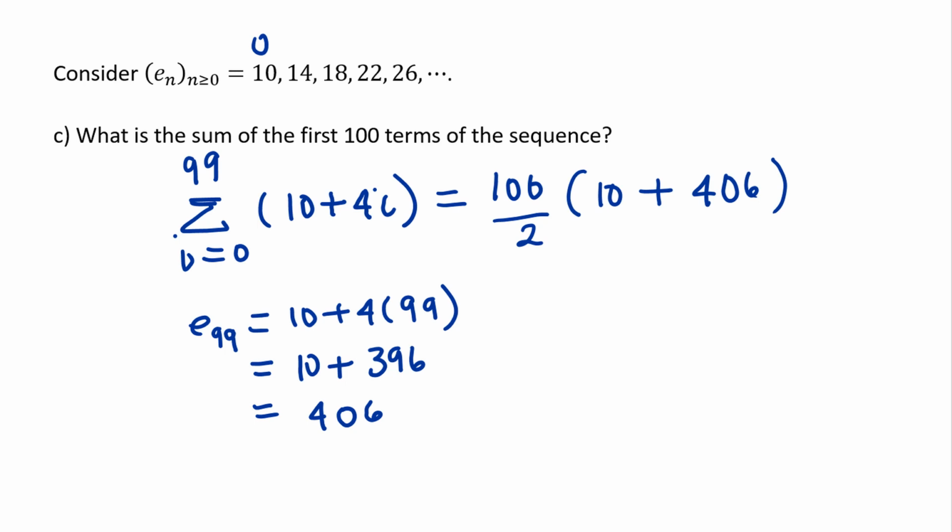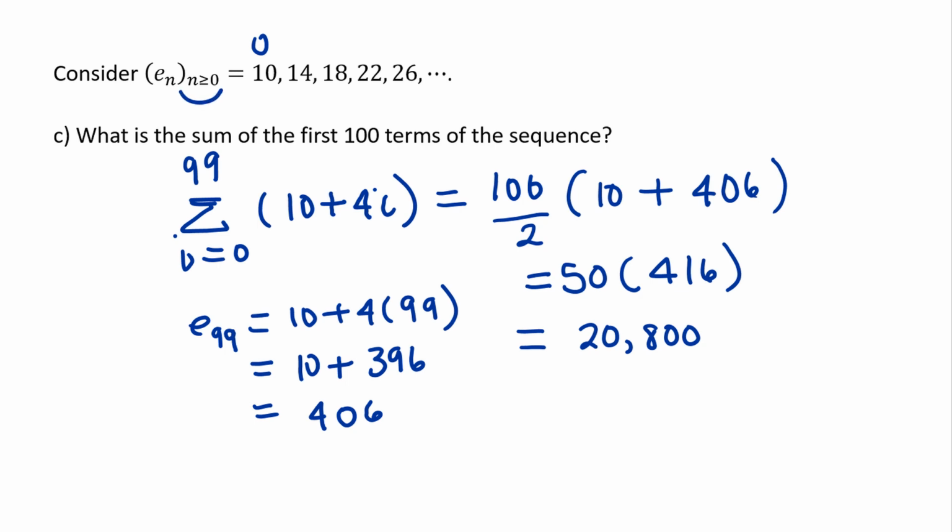So the rest of it is actual arithmetic computations. We're going to have 50 times 416. And when you multiply these two numbers together, you get 20,800. Again, I'm pretty sure you're familiar working with arithmetic sequences. I just wanted to focus on the starting index here for you.